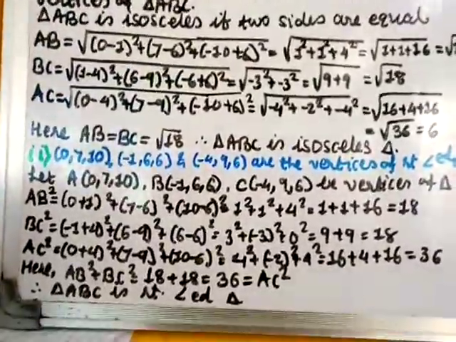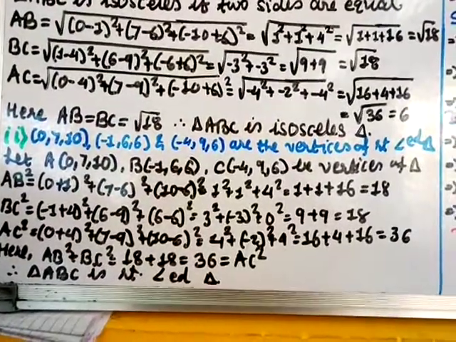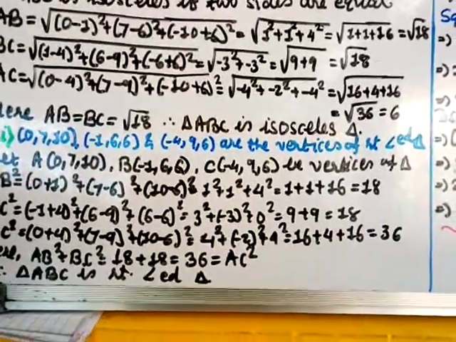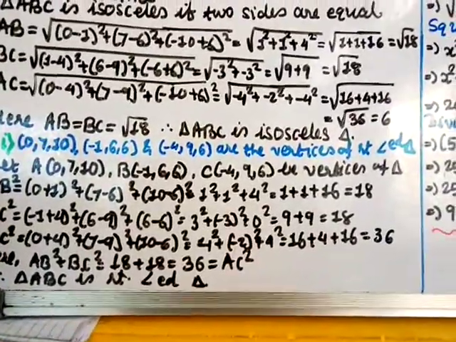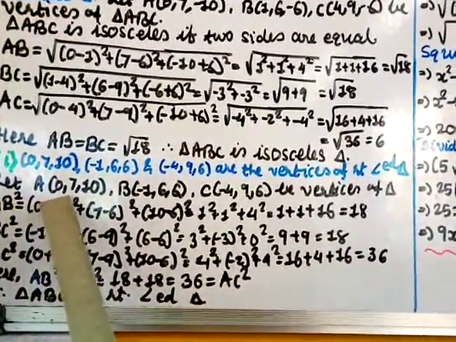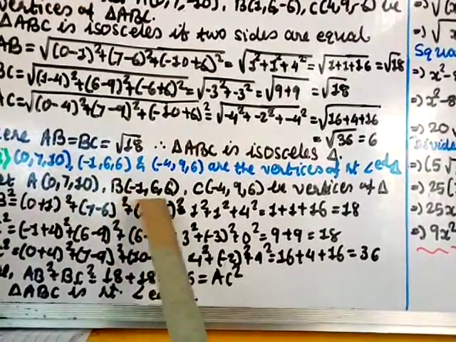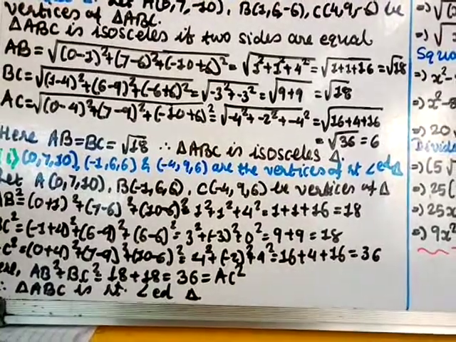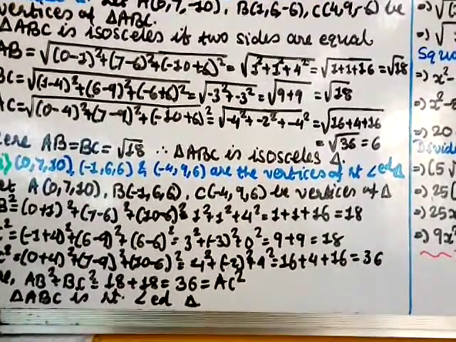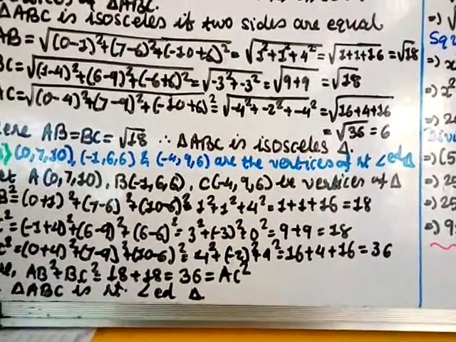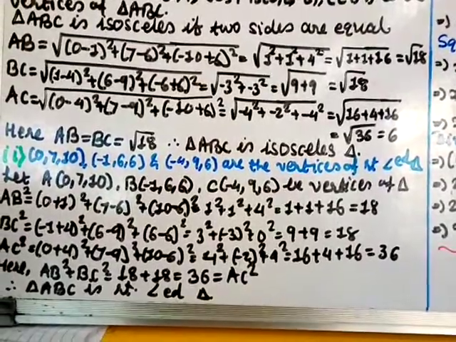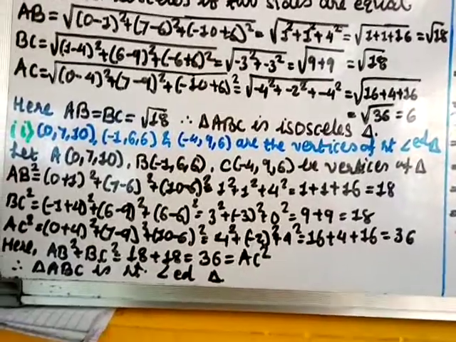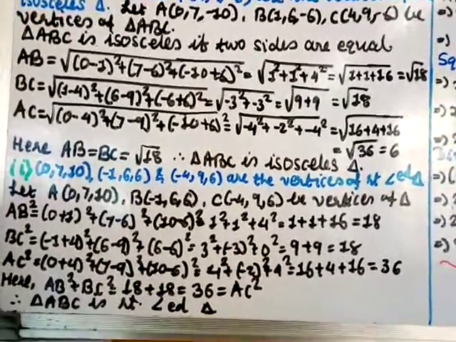Roman number 2: (0, 7, 10), (-1, 6, 6) and (-4, 9, 6) are the vertices of a right angle triangle. Let us call this point A (0, 7, 10), B (-1, 6, 6), C (-4, 9, 6), the vertices of triangle ABC. Now let us find the lengths AB, BC and AC. Since here it is a right angle triangle, I'll find AB square, BC square and AC square and using Pythagoras will show that it is a right angle triangle.